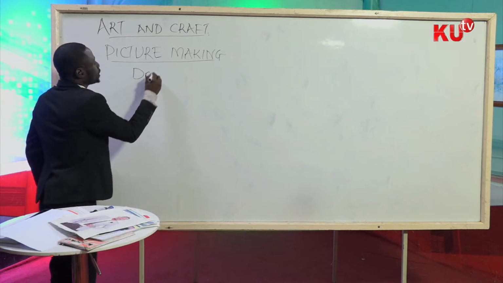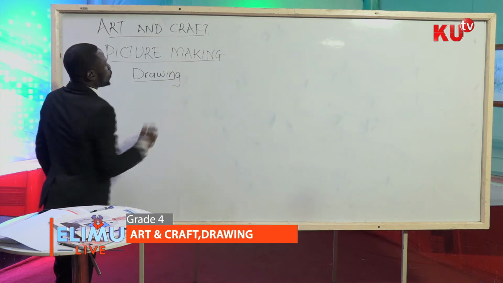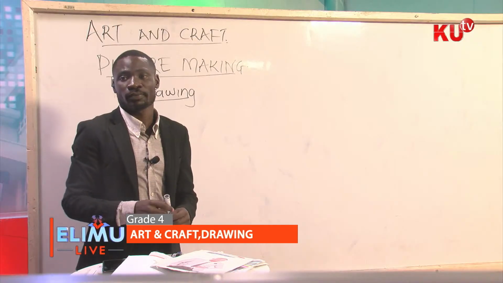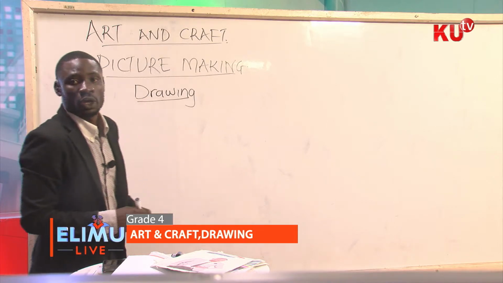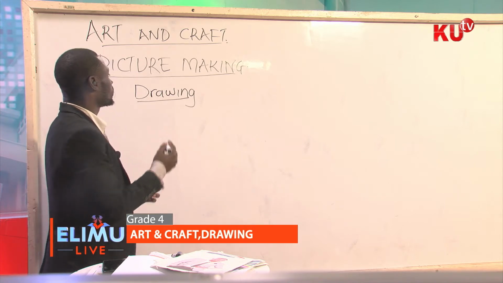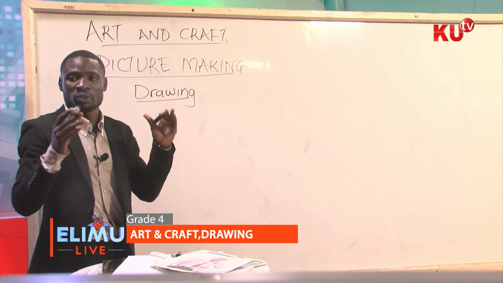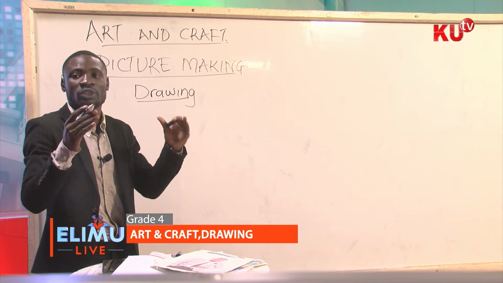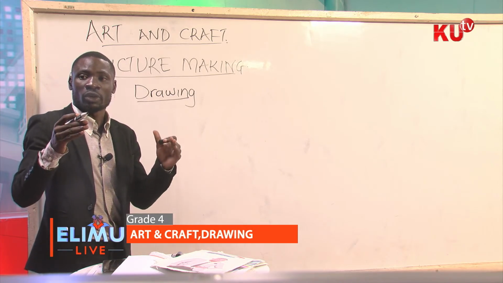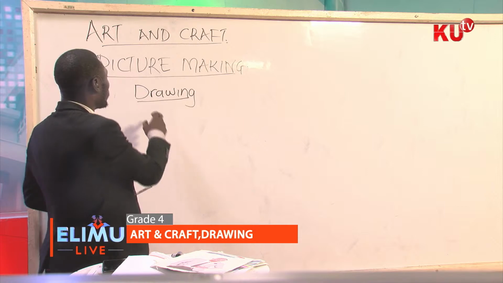We talk about drawing. What is drawing? Pictures can be made in various ways, and one of the ways that pictures can be made is by drawing. Some pictures are taken. You can use a camera to create a picture. You can also use collage and mosaic, etc. But today I want us to major on drawing.